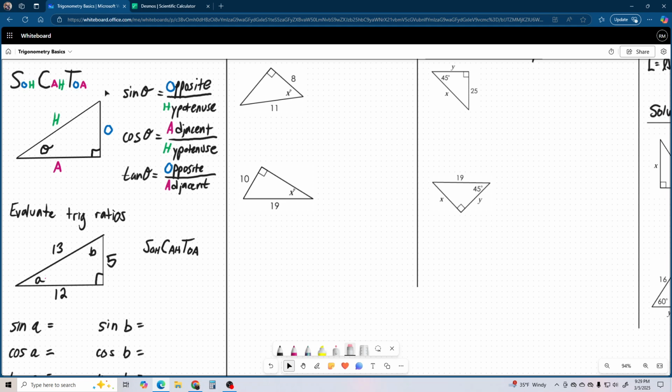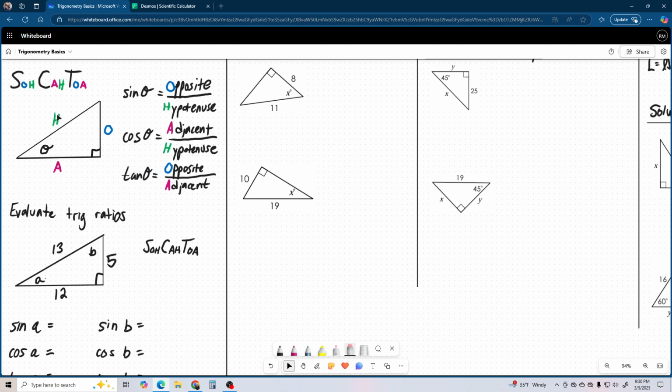SOHCAHTOA is an easy to use guide that tells you which trigonometric ratio uses which pieces. So here you'll notice that we have the SO, CA, and TOA. SO is a reference to our sine value, CA is a reference to cosine, and TOA is a reference to tangent. All right, and each of these means something different, right?